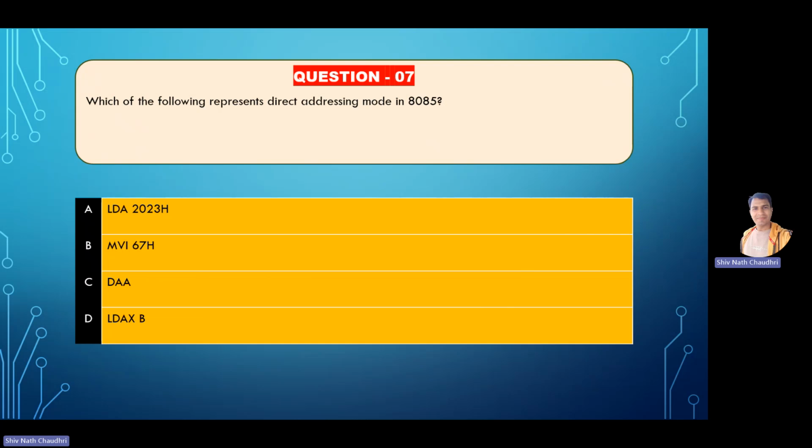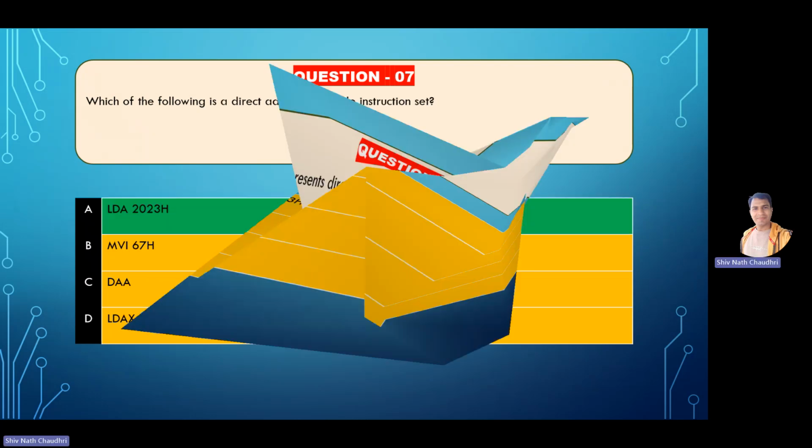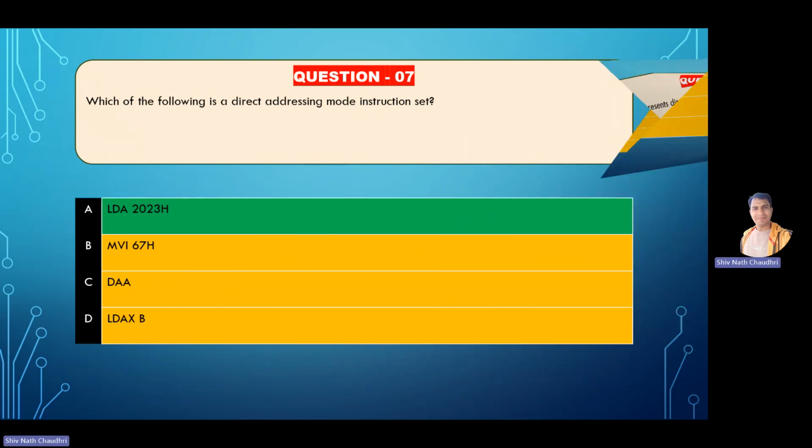In this addressing mode, the address should be directly available in the form of some 16-bit data. 16-bit data is available only in instruction 1. So which of the following represents direct addressing mode? Option A should be the right answer for this question. Yes, answer A is the right answer.